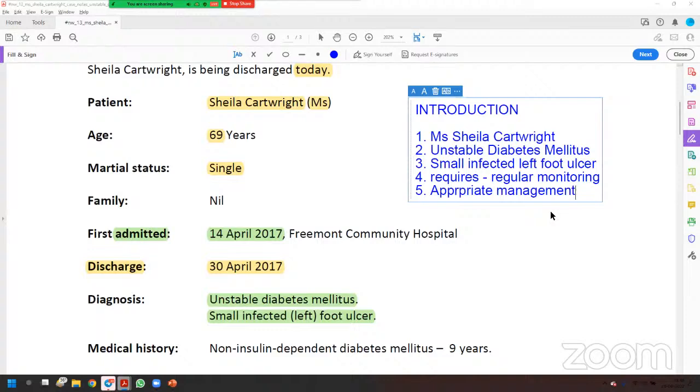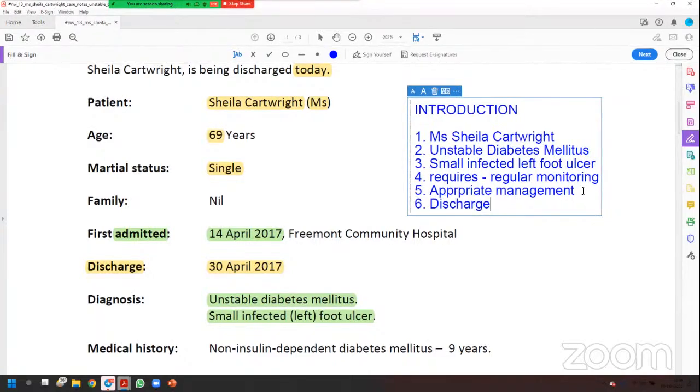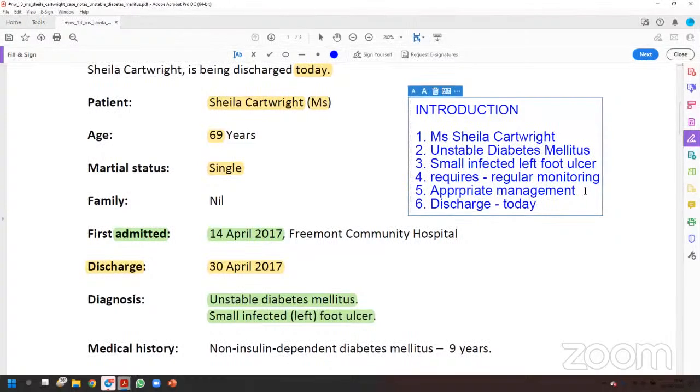And the next one, number 6, is discharge. Discharge today. These are the points which you can use. Come on, I'm giving you 3 minutes.